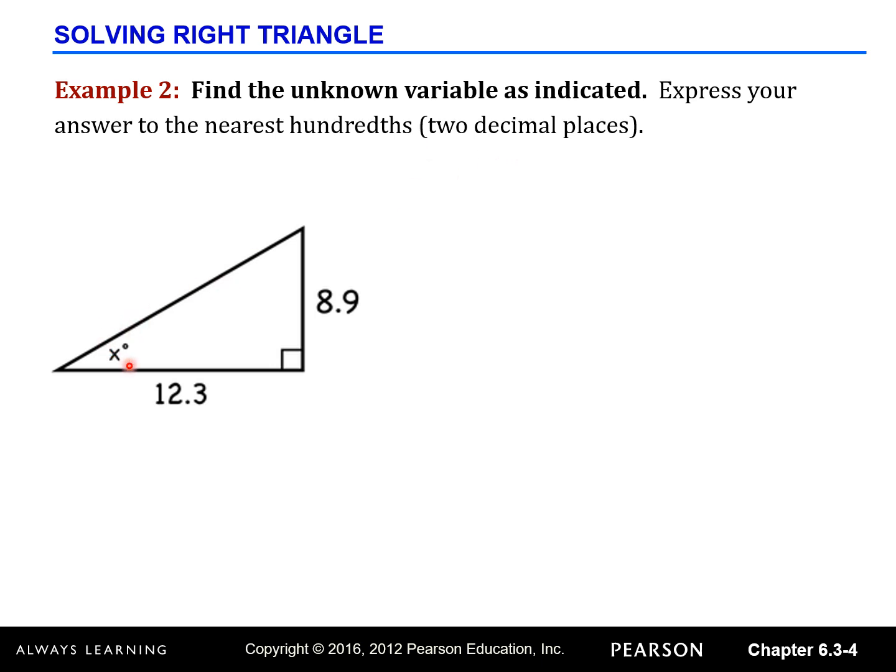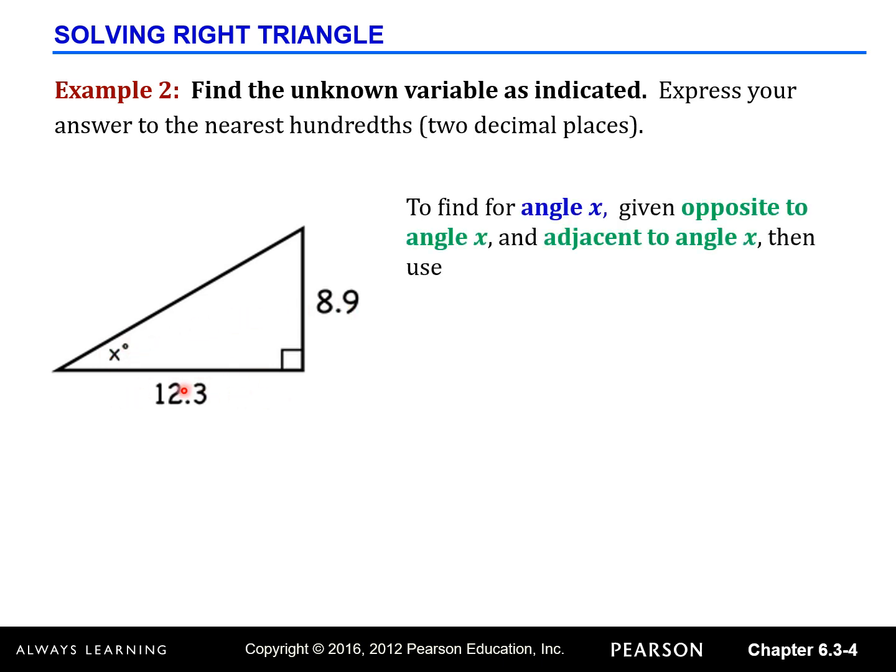So here, for this angle x, we have 8.9, which is opposite to angle x, and 12.3, which is adjacent. So it means we can use SOHCAHTOA, opposite divided by adjacent. So we can use the tangent function. So tangent x is equal to 8.9 divided by 12.3. And then to solve for x, we can use the calculator, using shift inverse or inverse tangent. Inverse tangent of 8.9 divided by 12.3 will give us an answer of 35.89 degrees.